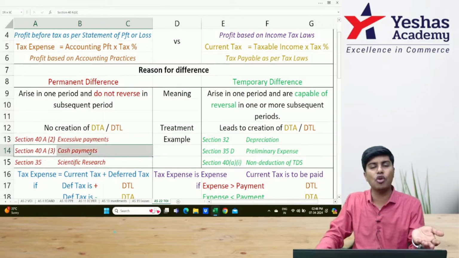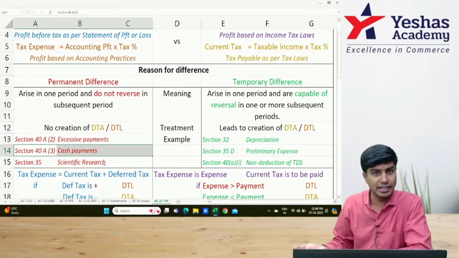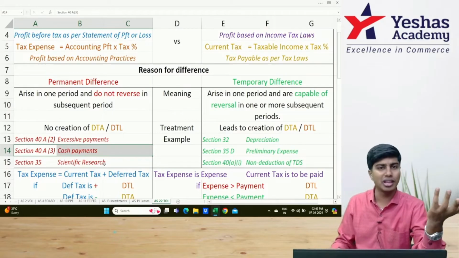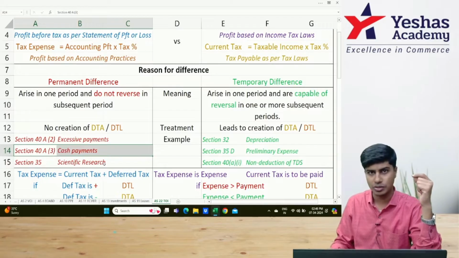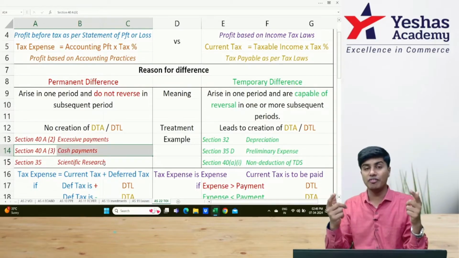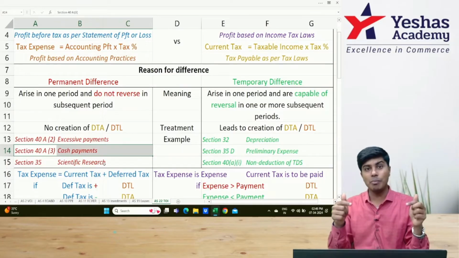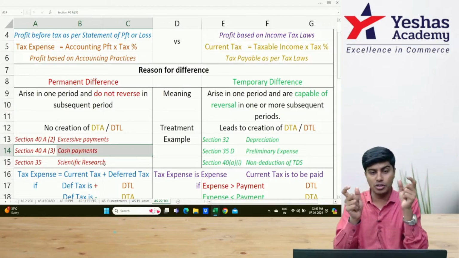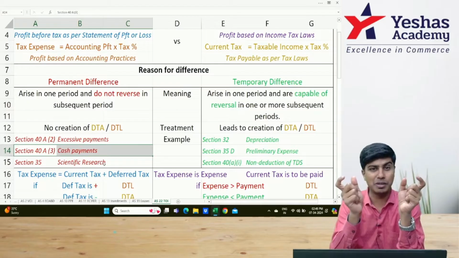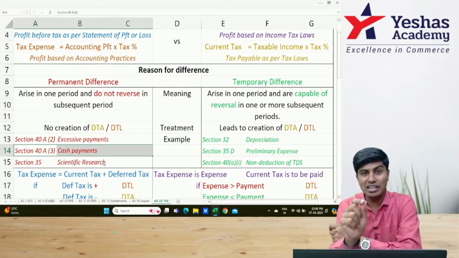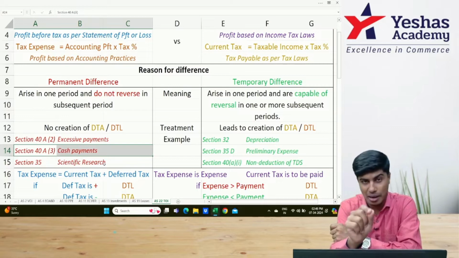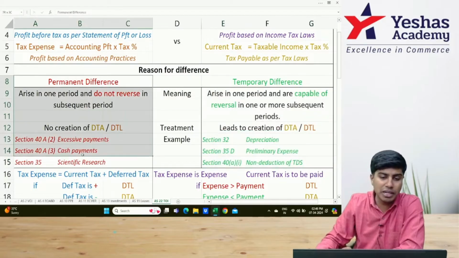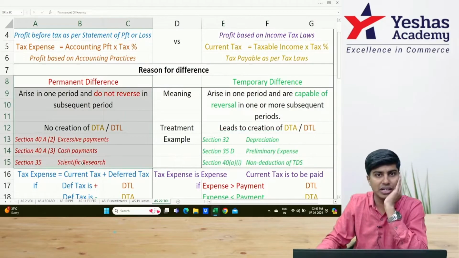Similar to this is 40A3, wherein cash is paid for an amount exceeding 10,000. Under tax, it is not an expense because it is a cash payment. Under accounts, it's still an expense because we don't care about tax provisions when we book our expenses in accounts. Because of these differences, profits will be different as per accounts and tax. On that, the tax that we compute also will be different. Between these differences, the tax expense as per accounts and the current tax payment as per tax, whatever difference arises, we can create a deferred tax asset or a deferred tax liability only if the difference arising is a temporary difference. If the difference arising is a permanent difference, there is no possibility of creating a deferred tax asset or liability.